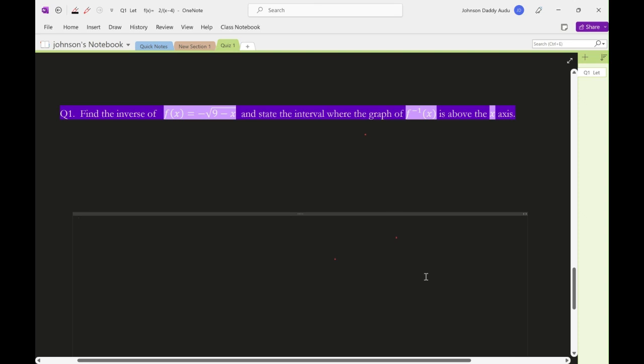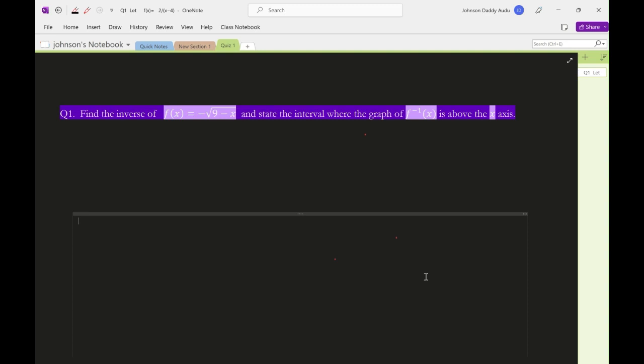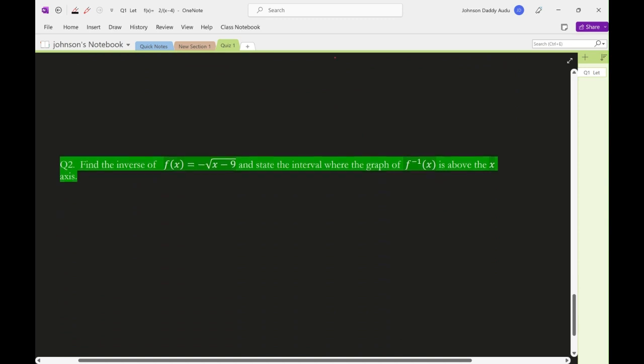Hello viewers, in this video we'll be solving three additional problems. Number one is find the inverse of this function, f of x is minus the root of 9 minus x, and state the interval where the graph of the f inverse is above the x-axis.